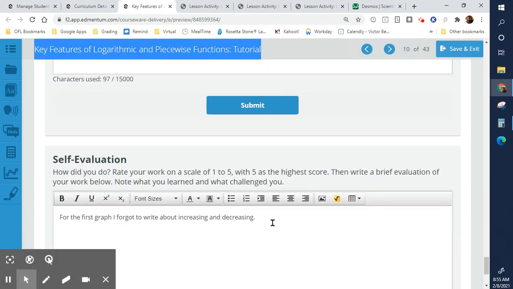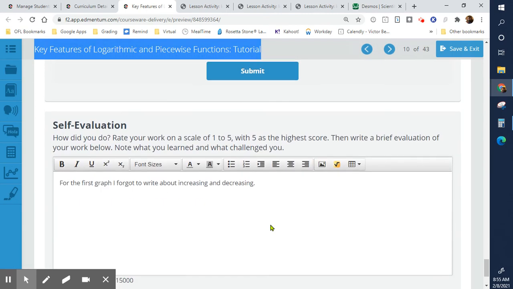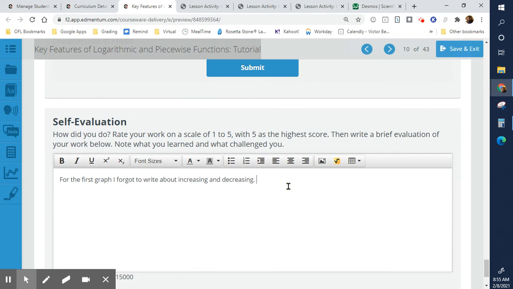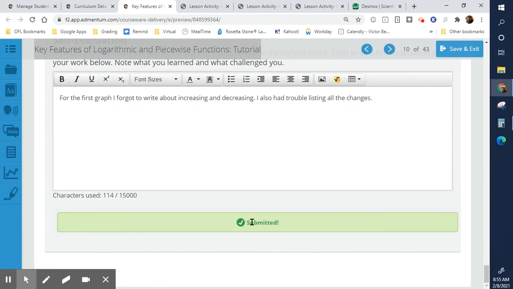And I already wrote what I was having trouble with: increasing, decreasing. I had trouble listing all the changes. And that's fine, as long as you understand that there's a lot that happens, so it's hard to list all those changes.